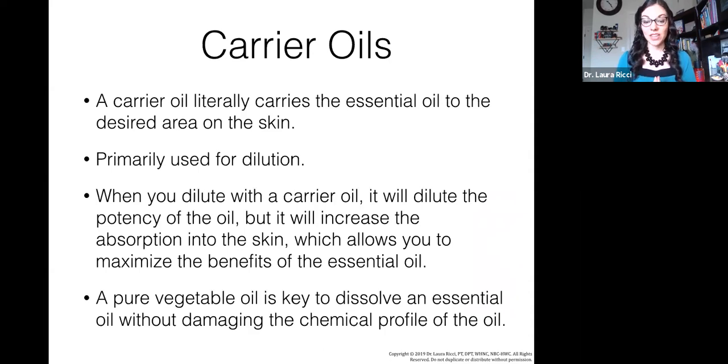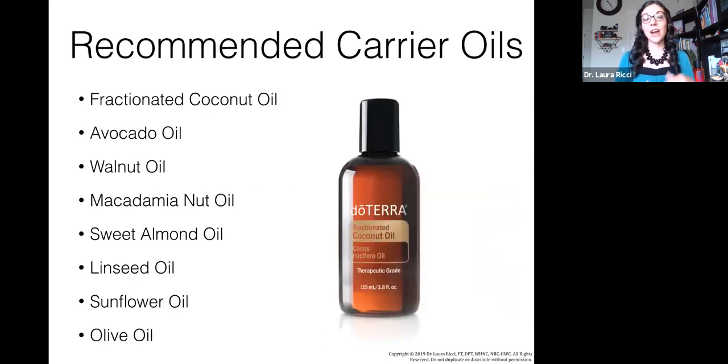We want to be using a pure vegetable oil, something that's easy to dissolve and use without damaging the chemical profile of that essential oil. Very important. So there's several different options. There's fractionated coconut oil. doTERRA provides us with fractionated coconut oil that we can use to dilute that essential oil, but also things like avocado oil, walnut oil, macadamia nut oil, sweet almond oil, linseed oil, sunflower oil, olive oil, any of those. My personal favorite is the fractionated coconut oil because it's very lightweight, it's easy to absorb, it doesn't leave a strong scent, and is very convenient to make rollers, to stretch your dollar, to help to save you money.